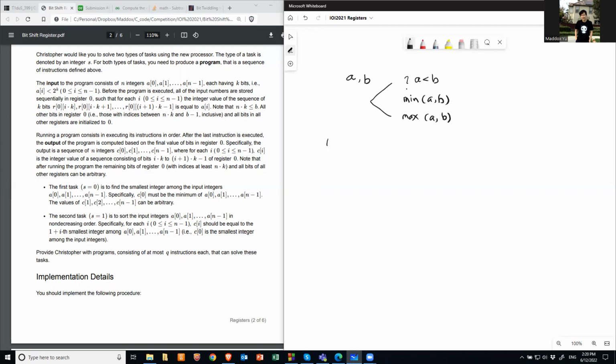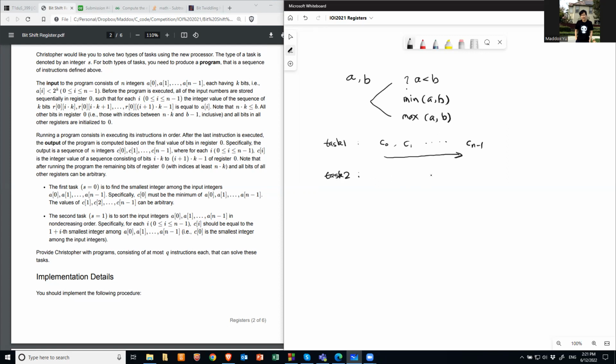So that means task 1: you have C0, C1, all the way to Cn minus 1. You just bubble from left to right. Every time you do the comparison and you move the minimum number to here, you continue doing the comparison. So task 2 is basically a sort.